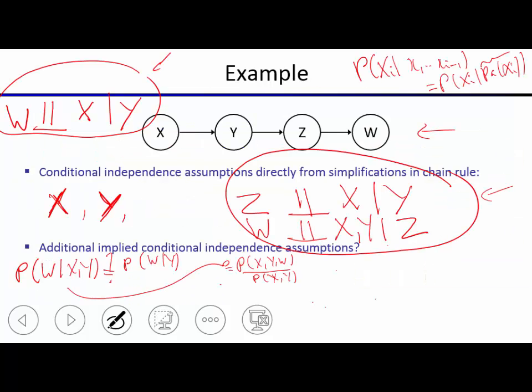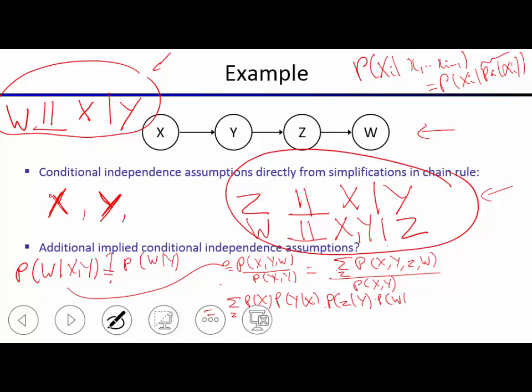We have this is equal to sum over z p(x, y, z, w) over p(x, y). All right. Now we have all four variables at the top. We can now expand this using what we know from our Bayes net to be equal to this full joint, which is sum over z p(x) times p(y given x) times p(z given y) times p(w given z).